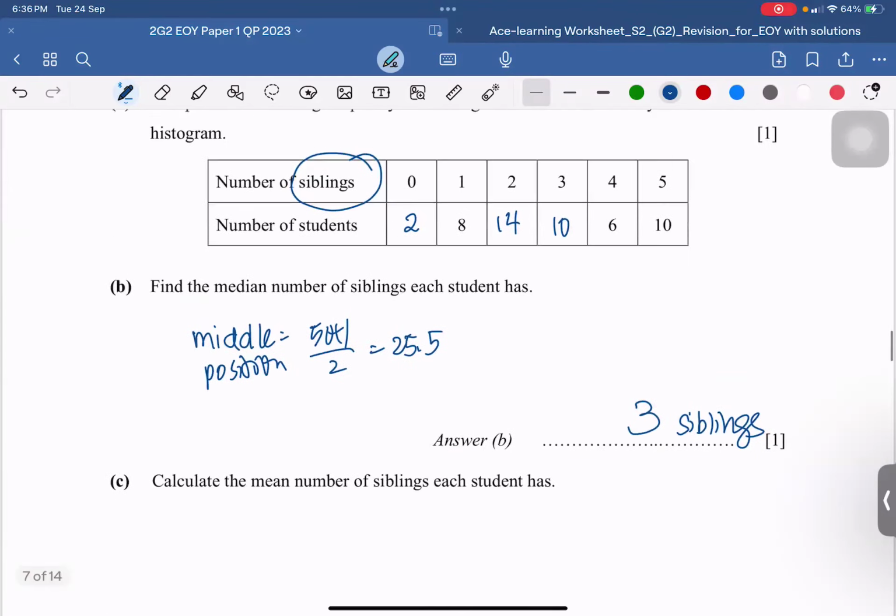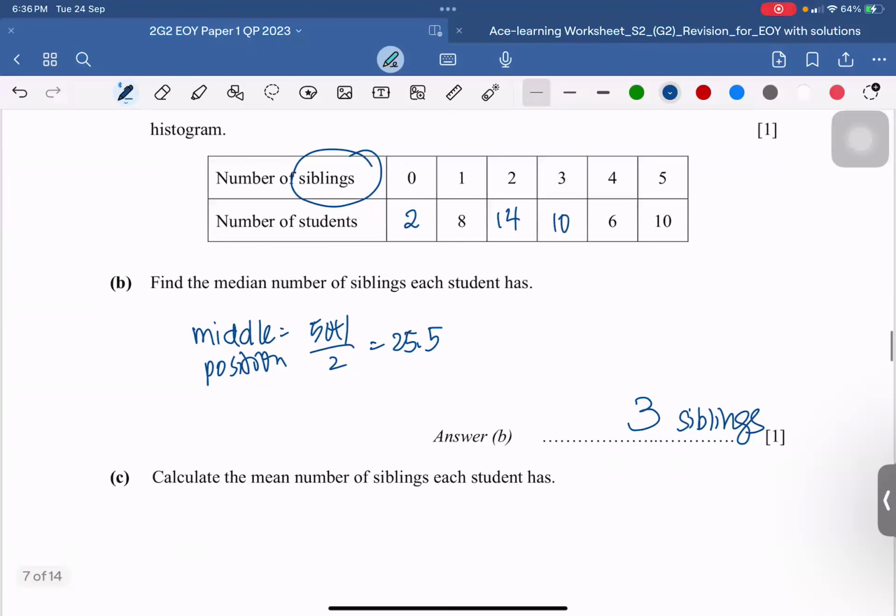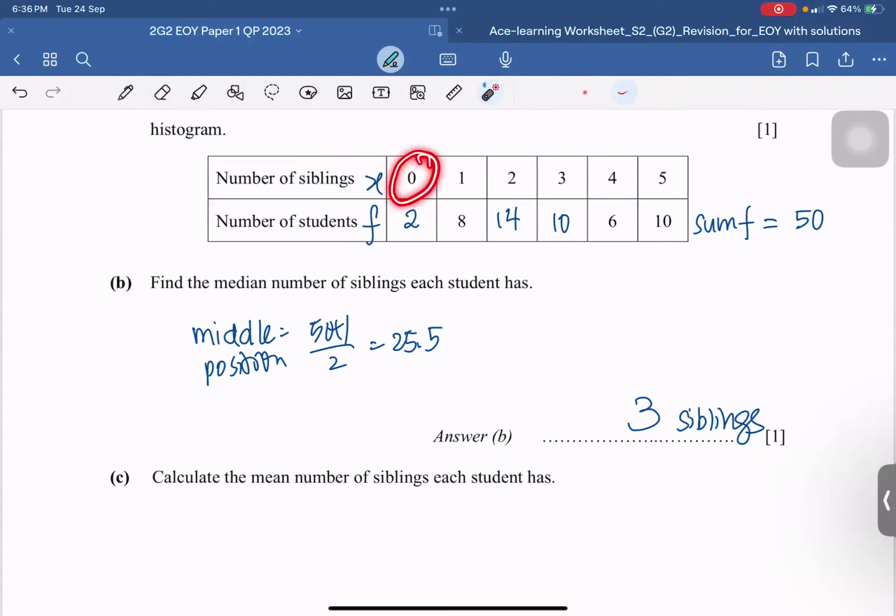How to find the mean? This one you must know how to do. Sum fx divided by sum f. Sum f, in this case, my total frequency I already know is 50. So that means I must find fx. I thought average is everything added together then divided by the number. Yes, correct. But what is the everything? 0 appears how many times? 0 appears 2 times, right? 0 times 2 is 0. 1 appears how many times? 1 appears 8. 2 times 14.